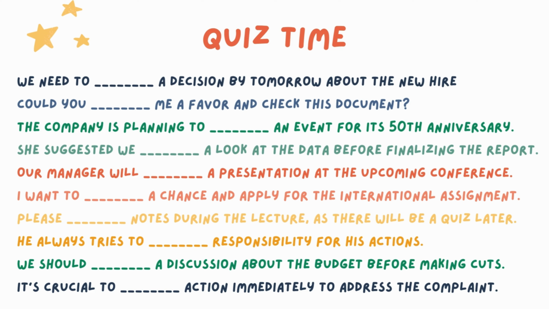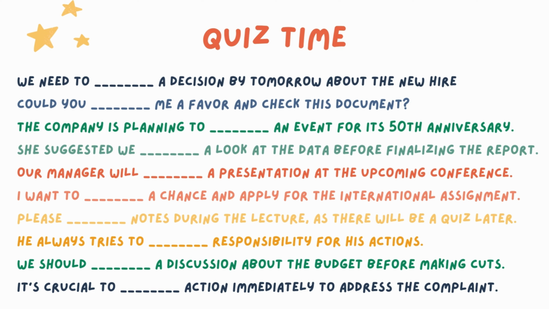Lovely. Number 5. Our manager will something a presentation at the upcoming conference. What will our manager do? Our manager will give a presentation at the upcoming conference. Very nice. Number 6. I want to something a chance and apply for the international assignment. I want to take a chance and apply for the international assignment.